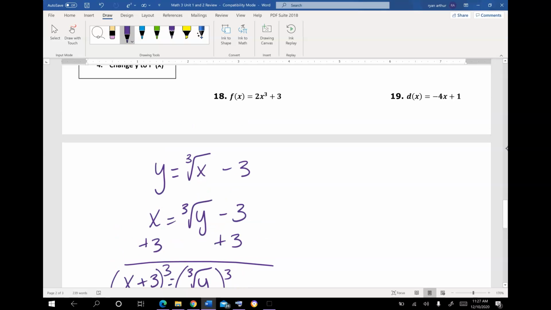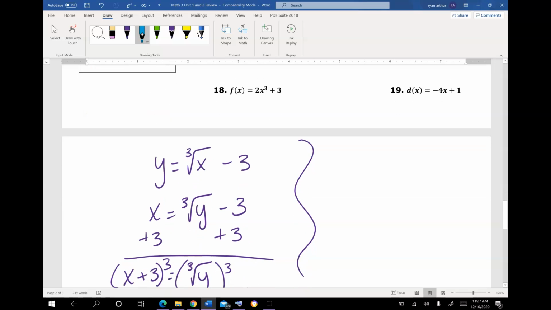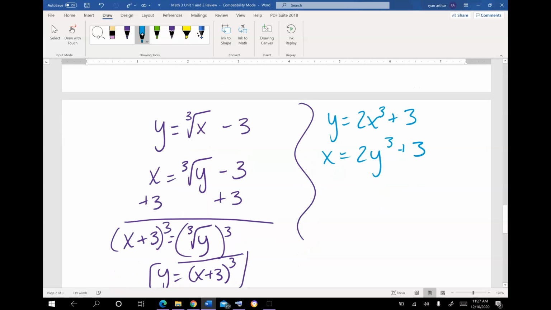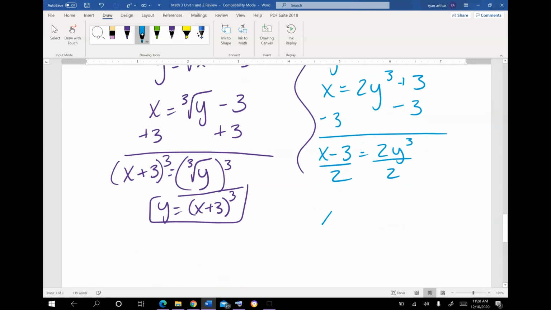All right, let's do another one. Let's do Y equals 2X cubed plus 3. Switch X and Y. And then solve. Get rid of the furthest one. The furthest one is 3, so we're going to subtract 3. Now I have X minus 3 equals 2Y cubed. The next furthest is 2, so I'm going to divide by 2. So now I have X minus 3 divided by 2 equals Y cubed.